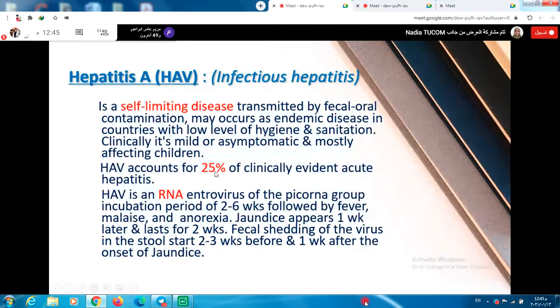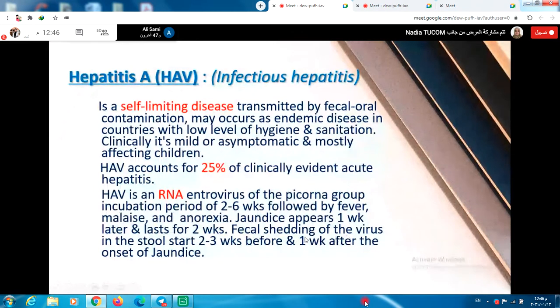hepatitis. كل الhepatitis or hepatotropic viruses are RNA viruses ما عدا hepatitis B virus, which is double-stranded DNA virus. زين. Hepatitis A is an RNA enterovirus, picorna group. Incubation period is of 2 to 6 weeks, followed by fever, malaise, and anorexia, and jaundice. That appears 1 week later and lasts for 2 weeks.